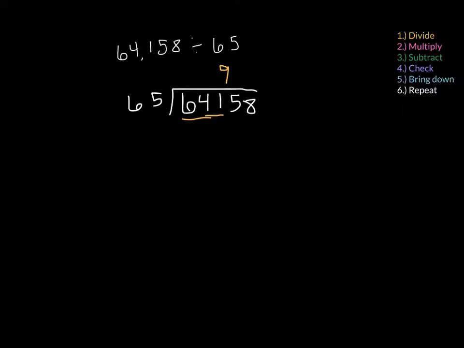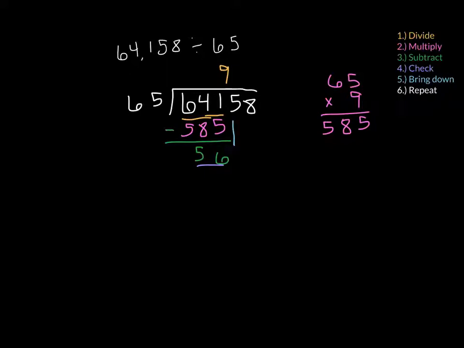And so now let's take our divisor, 65, multiply it by 9, and you get 585. And we subtract, we get 6, 5, so 56. And let's check, 56 is smaller than 65, so we can bring down and continue here. Do it again.